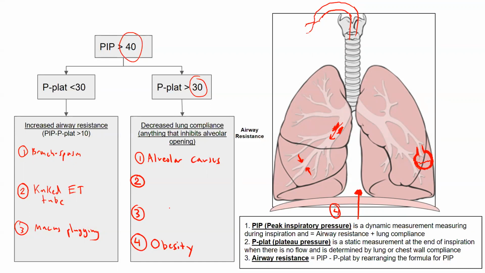The third one, and I kind of lump the obesity one in here, is extra-thoracic causes. So it can be obesity, but also kyphosis, scoliosis, things like that. I've never really seen it before, but technically they can do it as well.